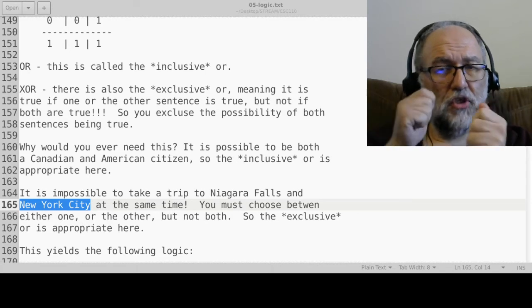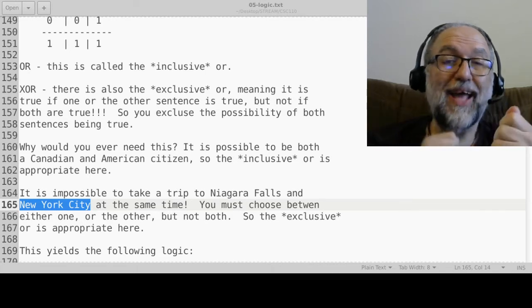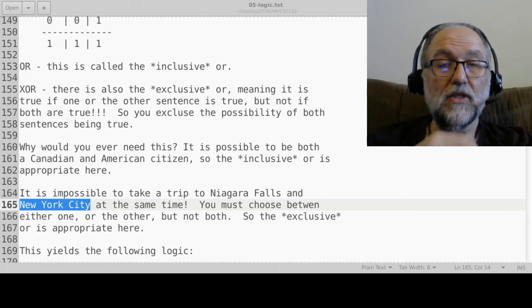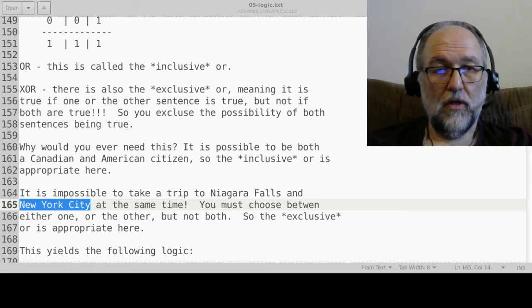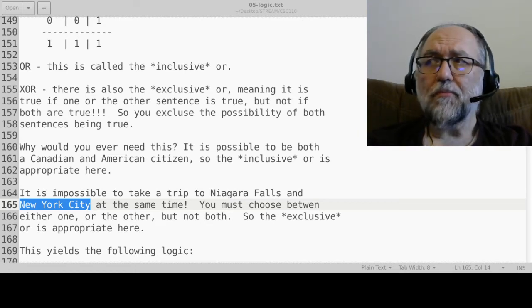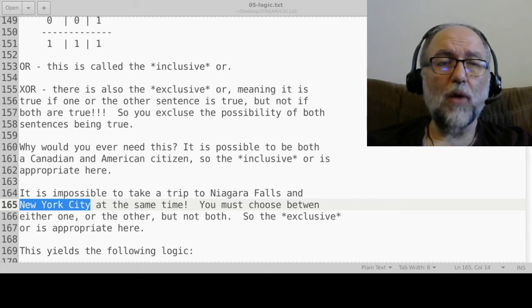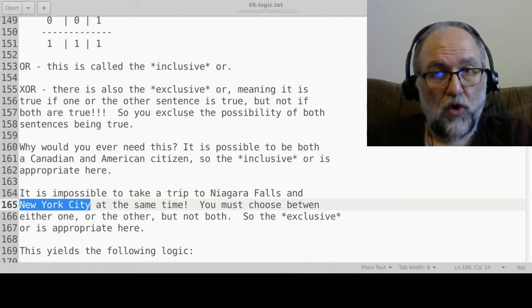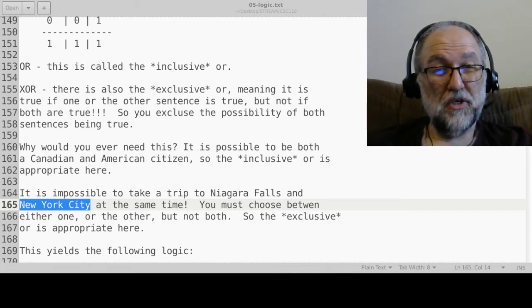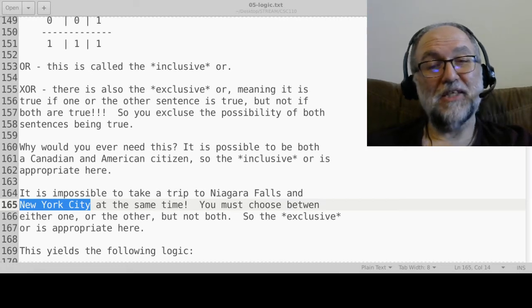And so sometimes you have to choose between two things where one has to exclude the other, and this is known as the exclusive OR, okay? Now, in English, we have one word that we use for both the inclusive OR and the exclusive OR, and that's the word OR. Do you want to go to New York City or do you want to go to Niagara Falls? We just say that. We don't say a special word.